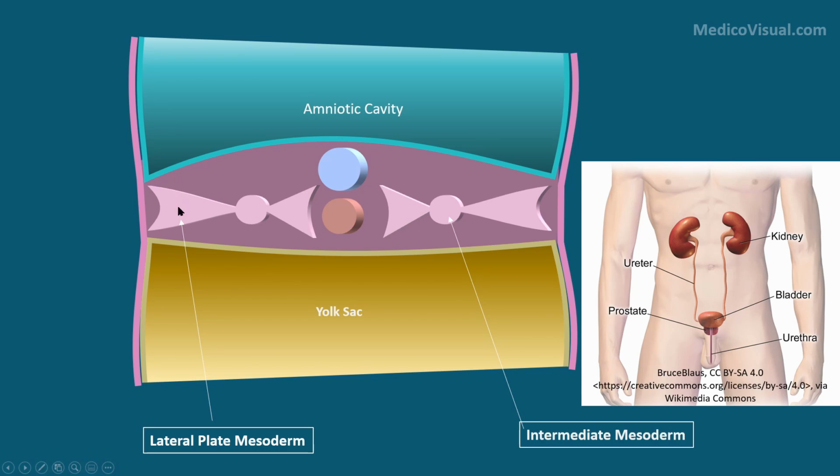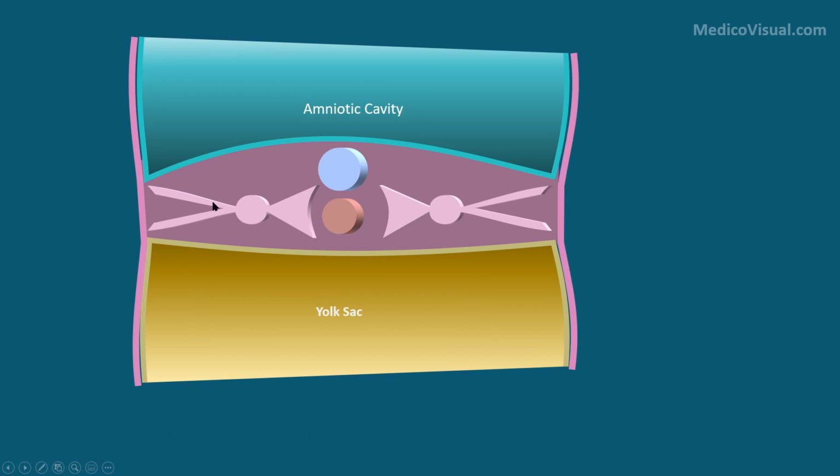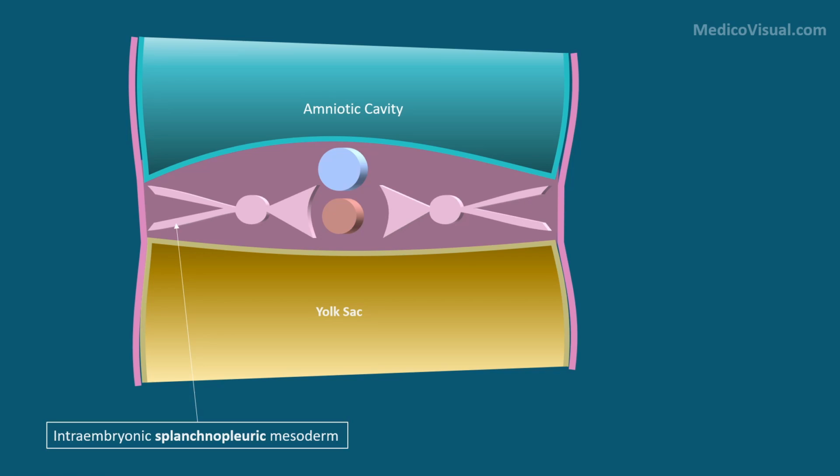Within the center of this lateral plate mesoderm, the cells undergo apoptosis, they start dying, and small spaces appear within the lateral plate mesoderm, which ultimately coalesce to convert this lateral plate mesoderm into 2 layers. Now you can see that this lateral plate mesoderm has been converted into 2 layers. One layer that is continuous with the yolk sac is going to form the important viscera of our body, and that is why it is called visceral layer of lateral plate mesoderm.